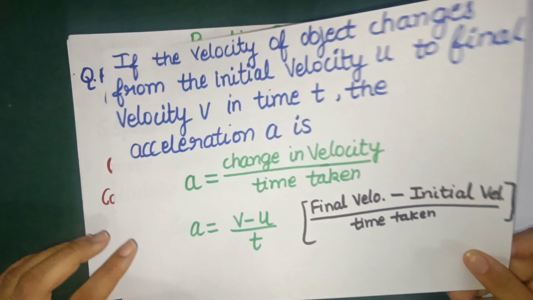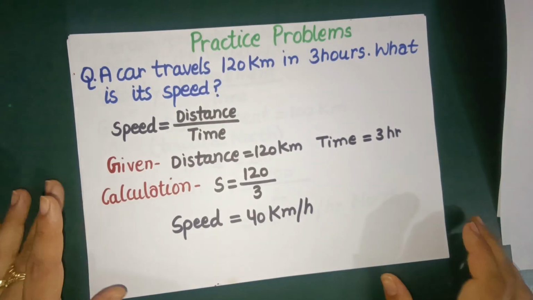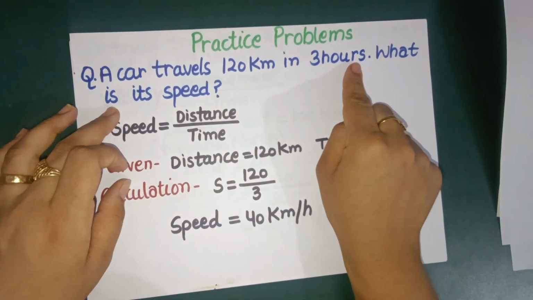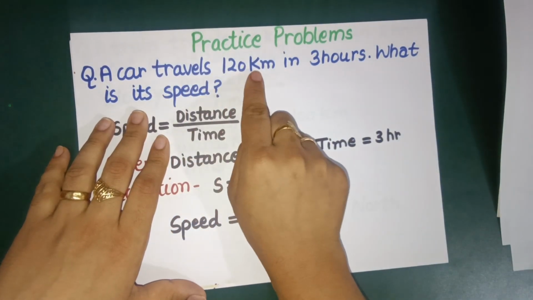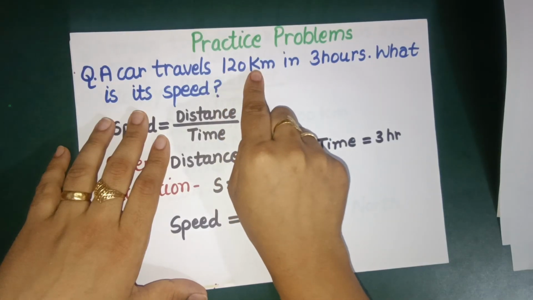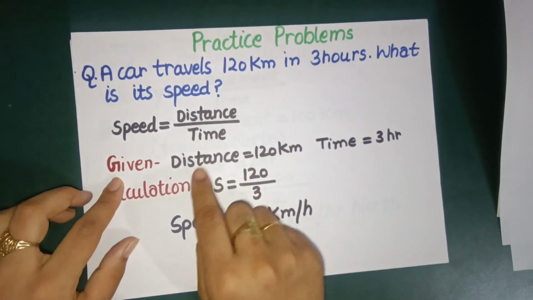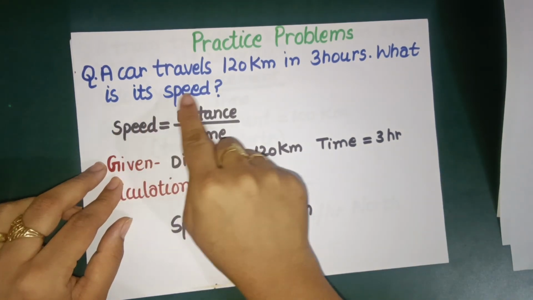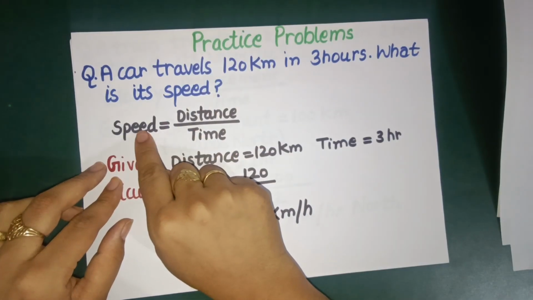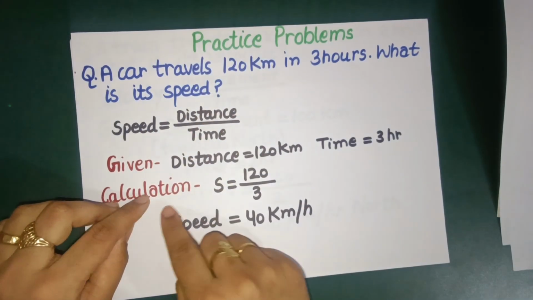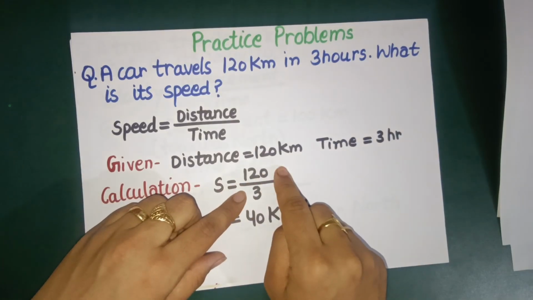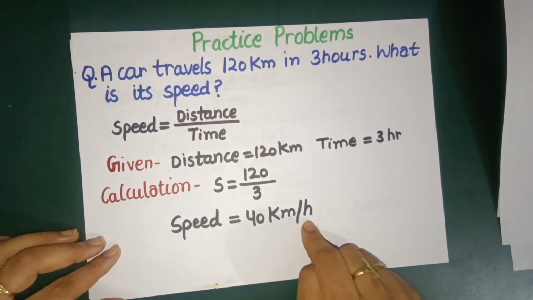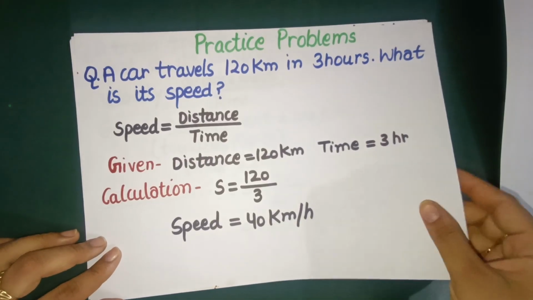Let's do it. So the question says that if the car travels 120 kilometers in 3 hours, what is its speed? So we are given the distance covered, 120 kilometers, in 3 hours. So we are given the distance 120 kilometers, time 3 hours, and we have to find the speed here. So what is the formula of speed? Speed is distance over time. Now let's calculate. S is equal to distance, which is 120, over time, which is 3, and on solving we have speed is 40 kilometers per hour. Let's do another question.